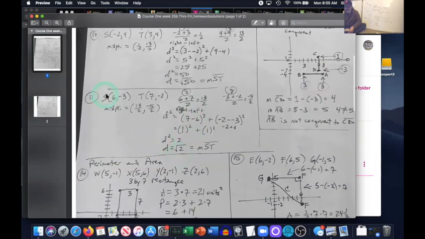Okay, and then here, it's just a matter of taking the coordinates they give you, using the midpoint formula. So you add the x's, divide by 2, you add the y's, divide by 2, and I just left it as a fraction.